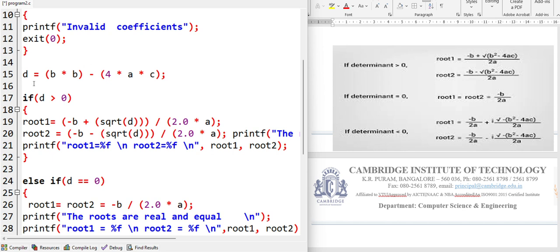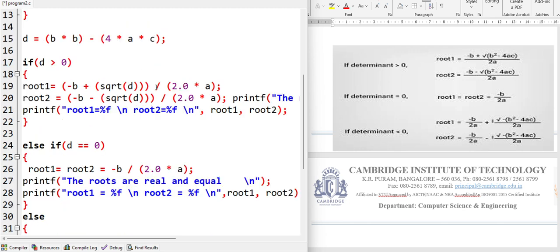Now we have to find out the discriminant: d = b * b - 4 * a * c. After finding out the discriminant, what we have to do? We have to check the value of the discriminant, whether it is greater than 0, equal to 0, or less than 0. Depending on the discriminant's value only, we can find out the nature of the roots, right?